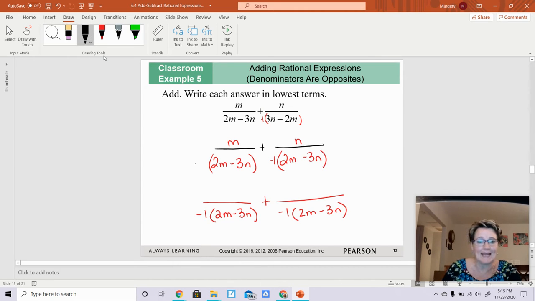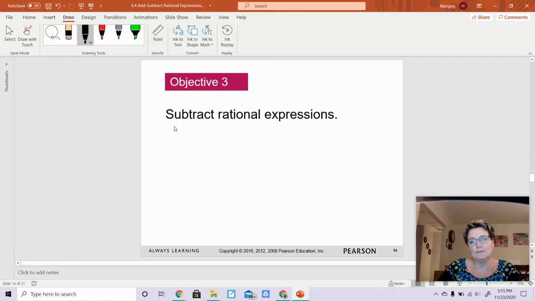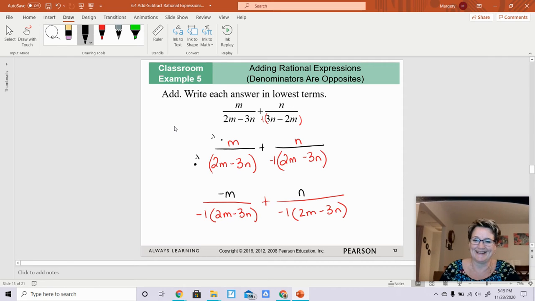Well, you're missing a -1. So I'm going to multiply this by -1, and that gives me -m. What is this missing? I'm not missing anything, so I'm just going to write down an n. So now I have -1 times 2m minus 3n, and I'm going to add these two up here together. That's going to give me -m plus n.